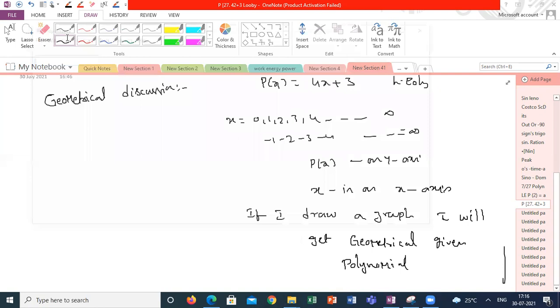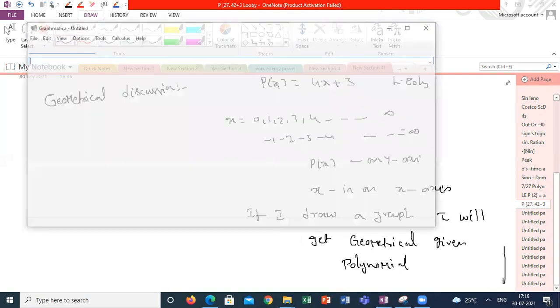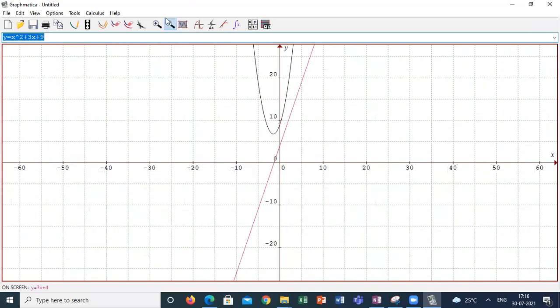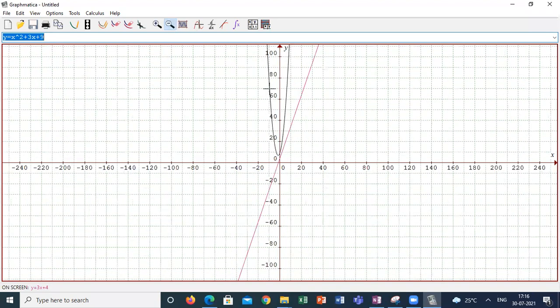Suppose I take p of x like the y-axis. Y is equal to, say, 3x plus 4. It represents a straight line. Suppose instead, if I take x power 2 plus 3x plus 9. Yeah, you can see a curve. Generally, this curve is known as a parabola.